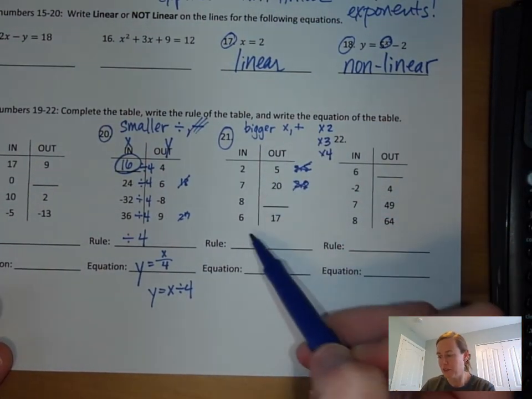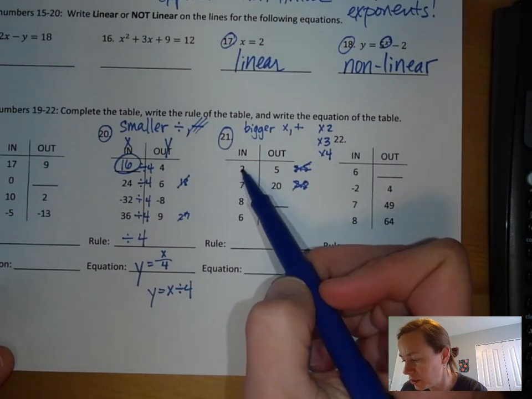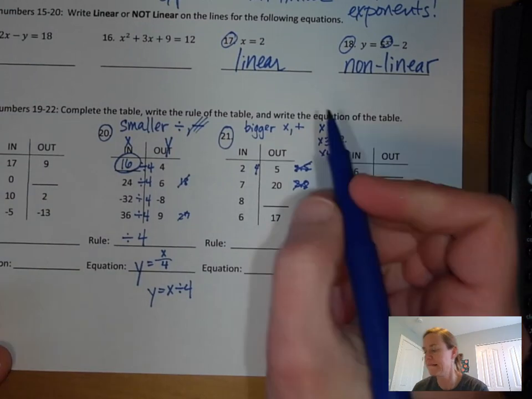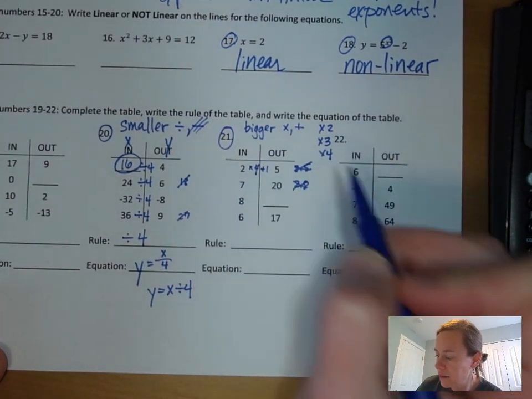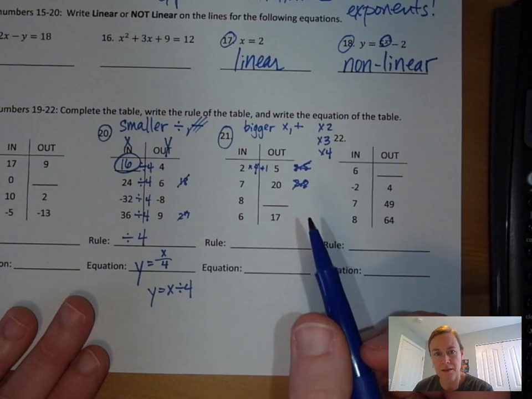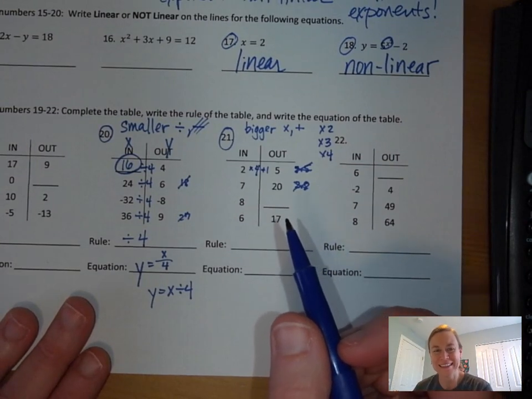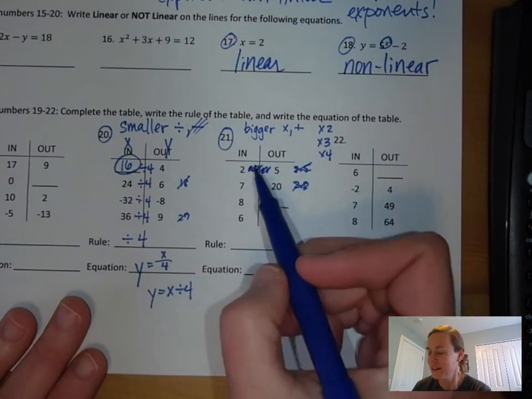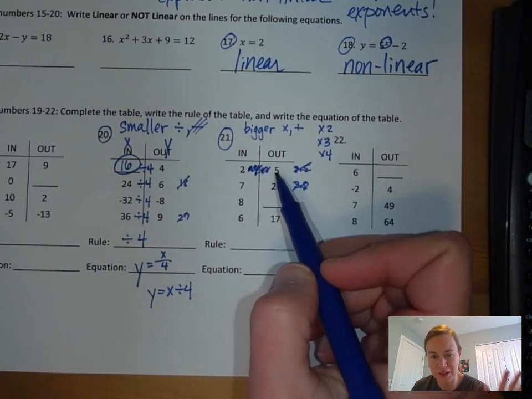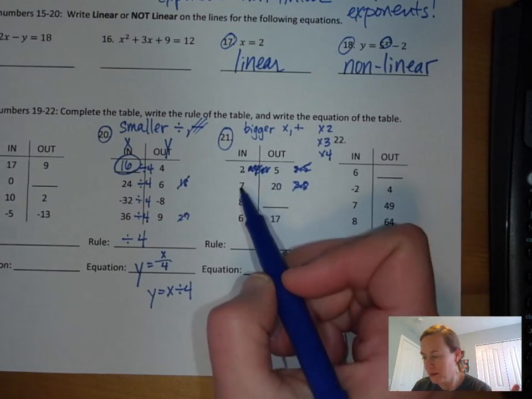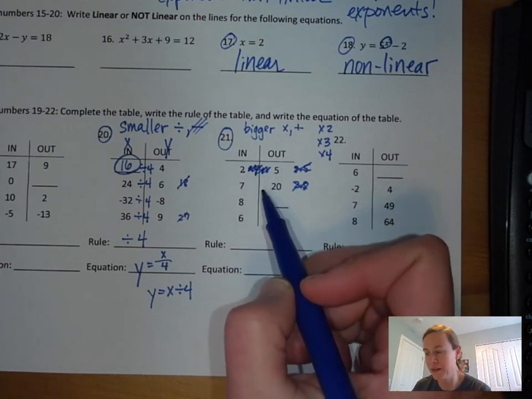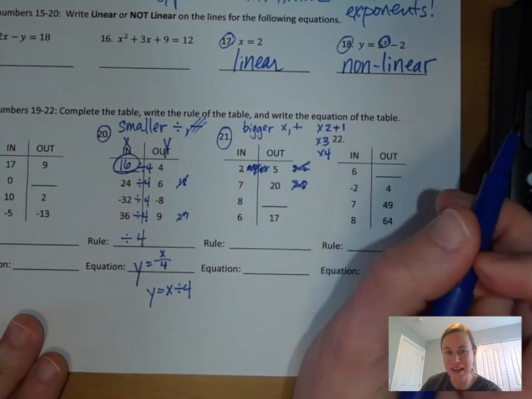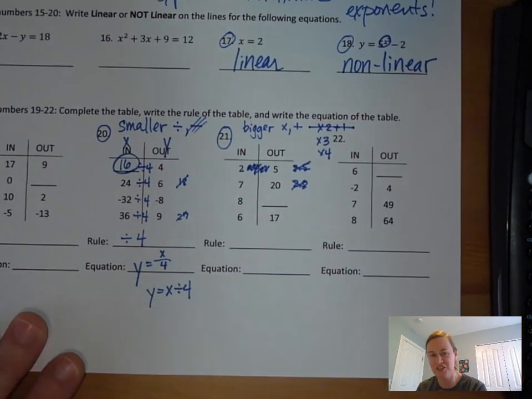So let's multiply everything by 2. 2 times 2 equals 4. Now how do you get from 4 to 5? You add 1, right? Okay, so that's times 2 plus 1. I totally said that wrong. Oh, I see what I did. Okay, 2 times 2 is 4, plus 1 is 5. Okay, so we're doing times 2 plus 1. 7 times 2 is 14 plus 1 equals 15, not 20. So times 2 plus 1, that is not the rule. Let's just axe that out.